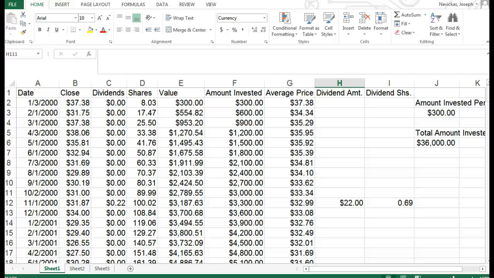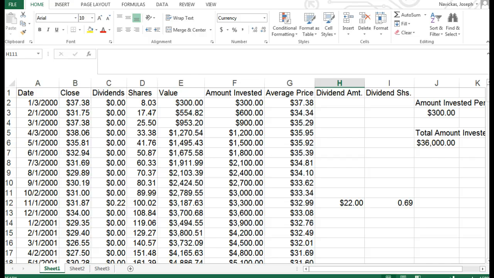All right, welcome. This is a very important lesson. I'm actually going to go very simple here and use an Excel spreadsheet. I'm going to cover the concept of dollar cost averaging and dividend reinvestment plans, otherwise known as DRIPs.